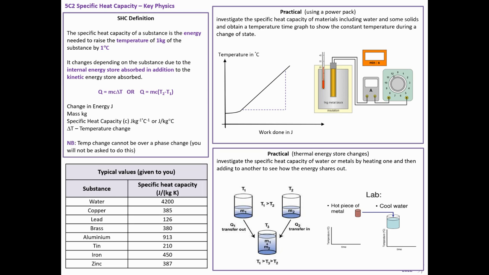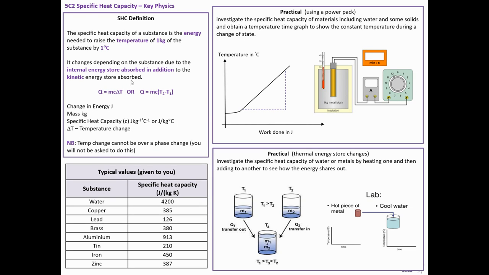Okay, so we're looking at the iGCSE introductory topic for 5C, part 2, which is specific heat capacity. So what have we got then? Well, specific heat capacity is the energy needed to raise the temperature of 1 kilogram of the substance by 1 degree. It changes depending on the substance due to the internal energy store absorbed in addition to the kinetic energy store absorbed. So it's really how the internal structure of that material works.